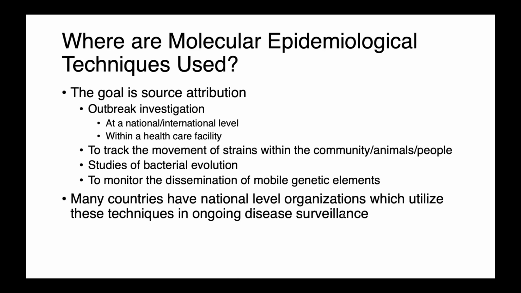We can track the movement of strains within the community, whether that's in animals, people, the environment. We can use these methods to study bacterial evolution or to monitor the dissemination of mobile genetic elements, those plasmids that are so frustrating, particularly in the gram-negative world. Many countries, including Canada, have national level organizations like the Public Health Agency, which utilize these methods in ongoing surveillance, whether it's of diseases and outbreaks, or for looking at potential pathogens in a prospective way. So doing things like looking for resistant organisms in retail meat.